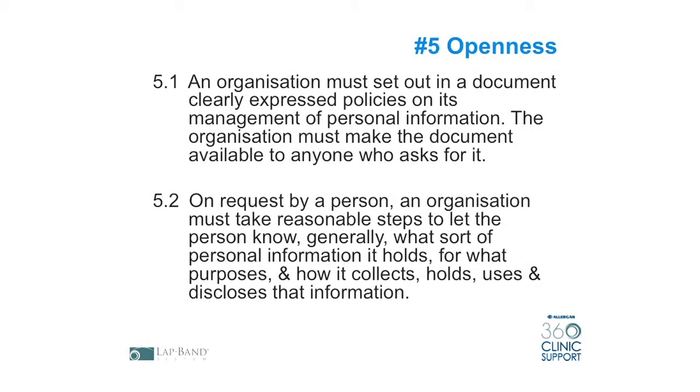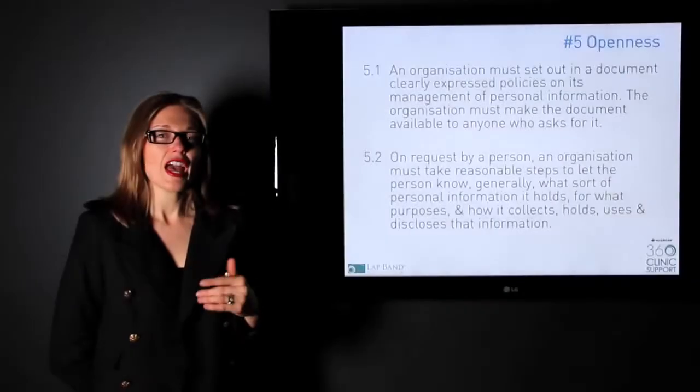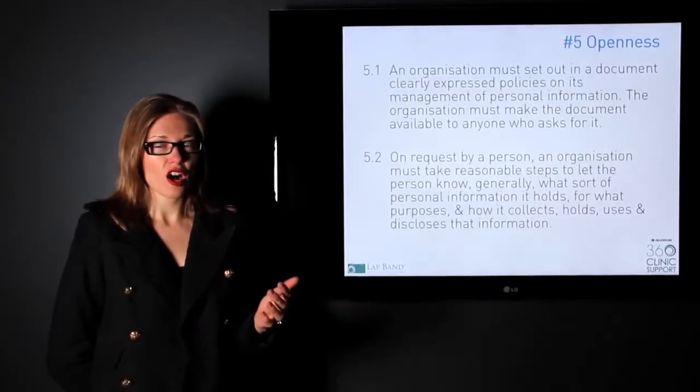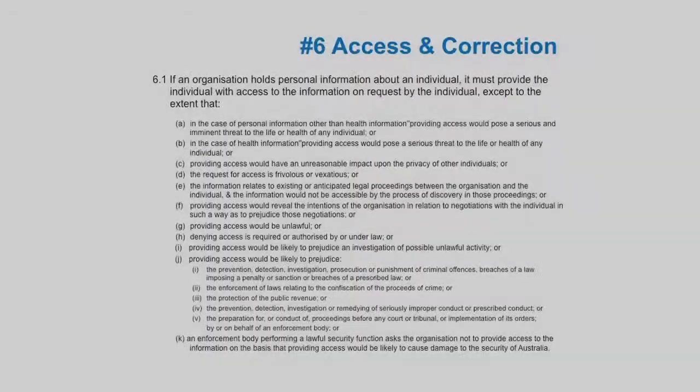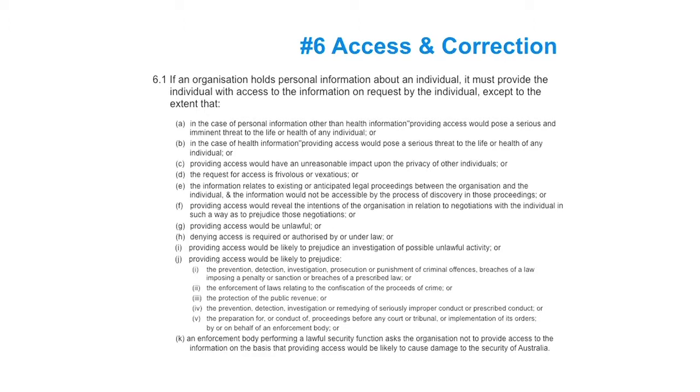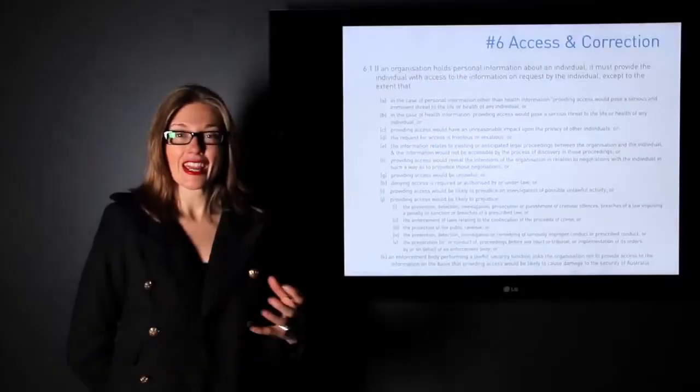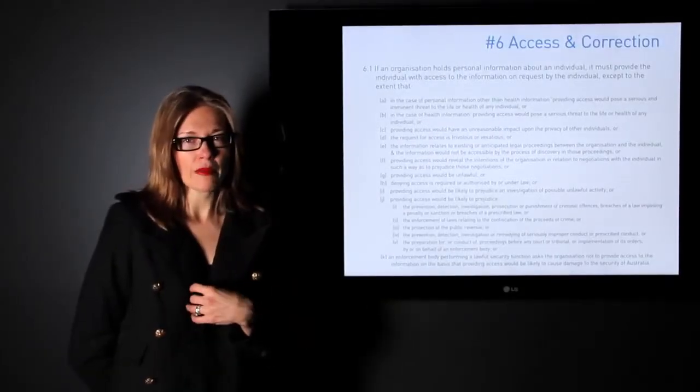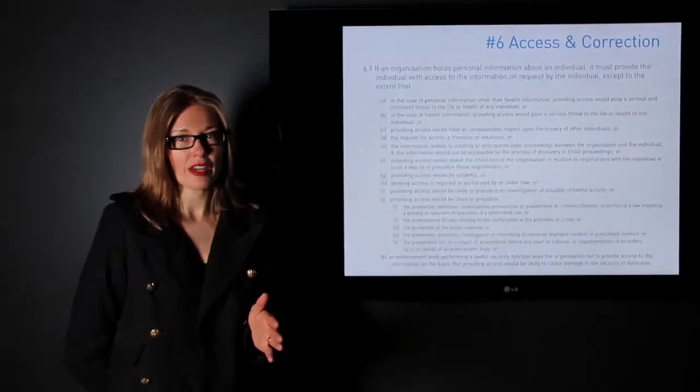The fifth is about openness and making sure that there is transparency and a rigid process for how, what, and where and why the data will be used. Sixth is access and correction. So this means that the individual will be able to access the information and any data that is kept on them at any point in time that they request it.